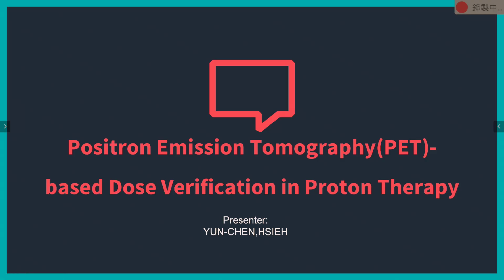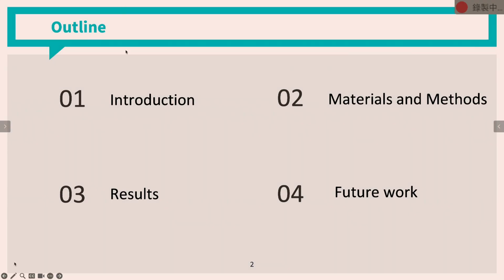I'm today's presenter, Xie Yuzhen, and today I will share my research on dose verification in proton therapy using positron emission tomography. I have been working on this topic since my undergraduate studies, and my graduate research will continue to build on it, so I have some results to share. This is my outline: I will start with the introduction and my materials and methods, and then my results and my future work.